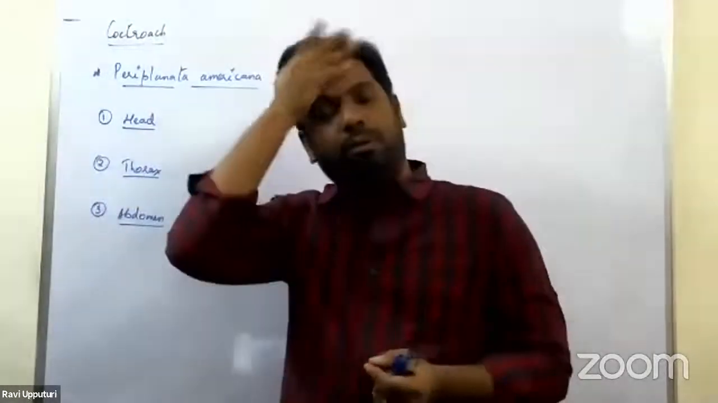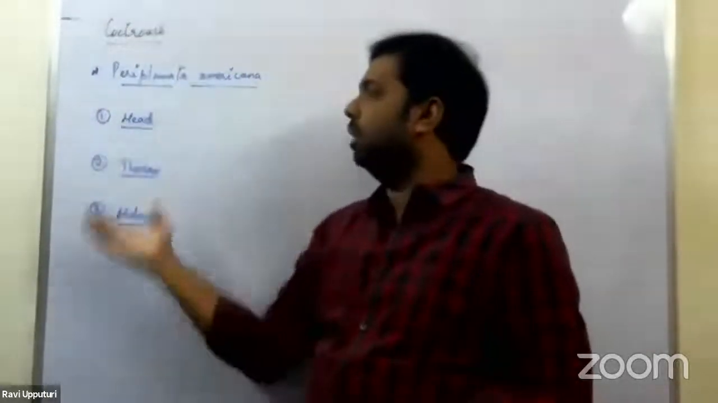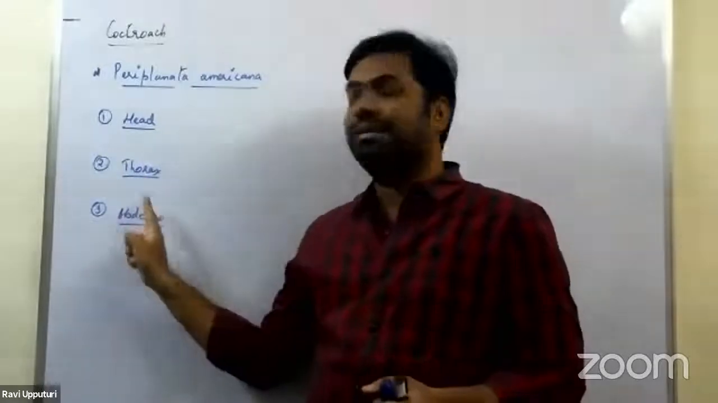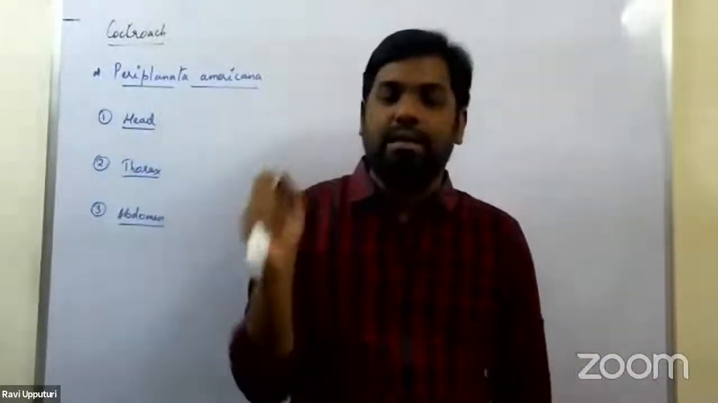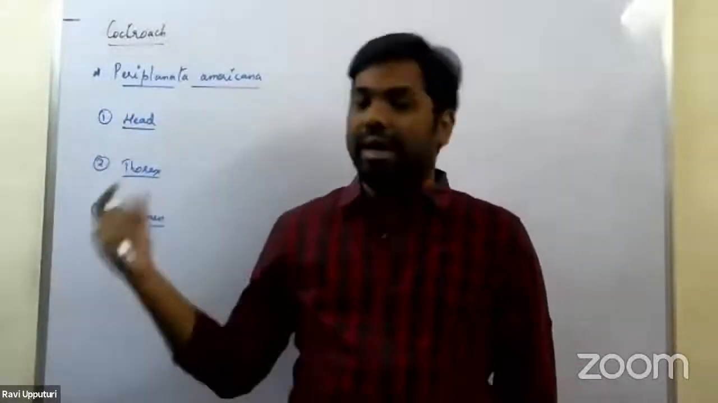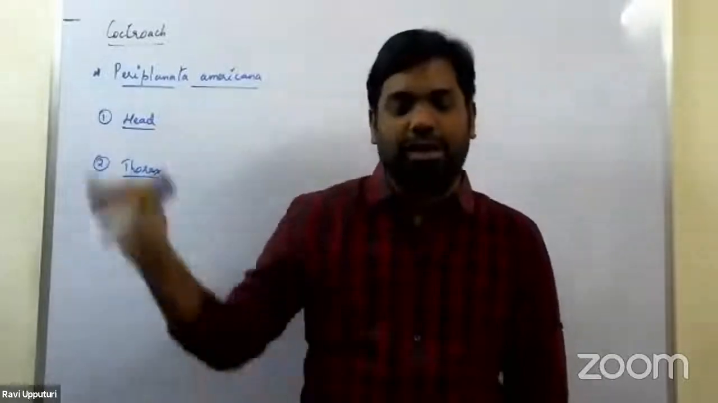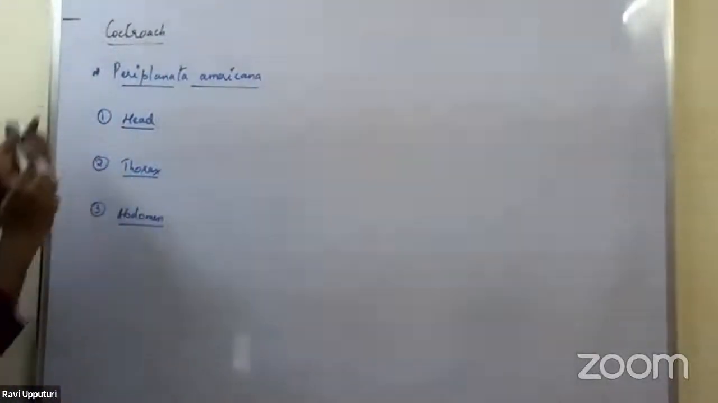Broadly speaking, we would start dividing the entire body into these three regions: head, thorax, and abdomen. Now, as I've already mentioned, these organisms exhibit the process of metamerism, that is segmentation. The entire body is again said to be segmented. So let us see how many segments there are in each of these regions.